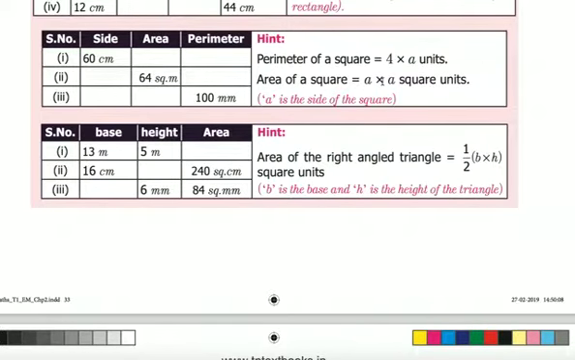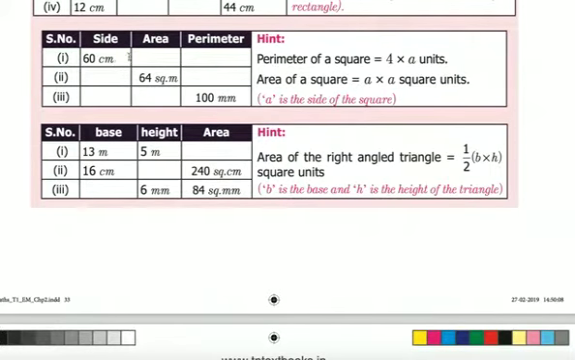Perimeter of the square, 4 into a units. For a square, all sides are equal, length and breadth are the same. 2 into (L plus B) is for a rectangle. For a square, length and breadth both are equal, so 2 into 2L, where length L is nothing but A. A is the side of the square. So 4 times A. What about area of square? Length into breadth again. Length is A, breadth is also A, both are the same. So A square units. A is the side of the square.